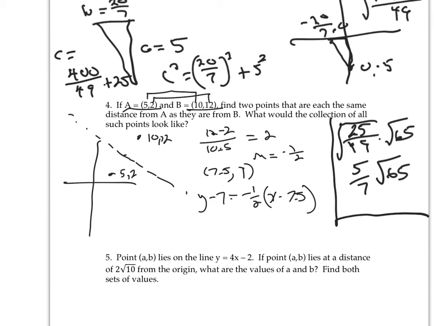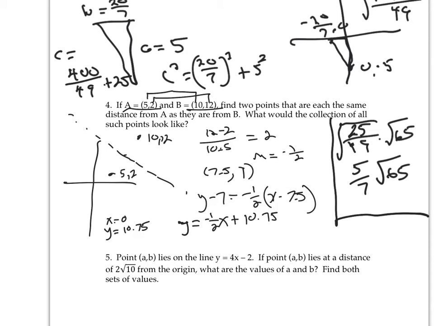So let's put it in a slightly easier form to work with. y is equal to -1/2 x, and negative 1/2 times negative 7.5 is positive 3.75, plus 7, so plus 10.75. So for example, if we pick the point x equal to 0, then y will be equal to 10.75. So that would be one point.